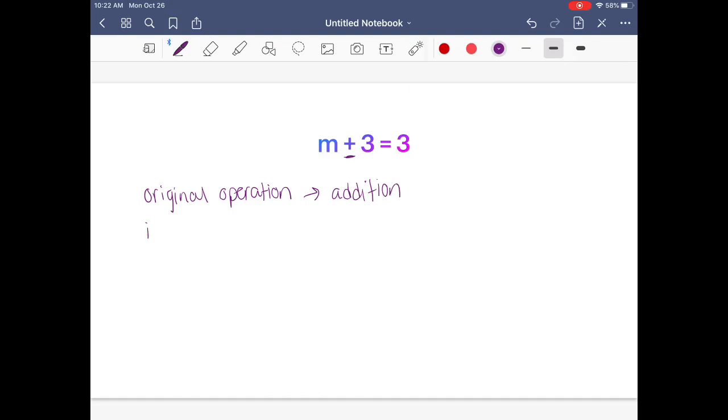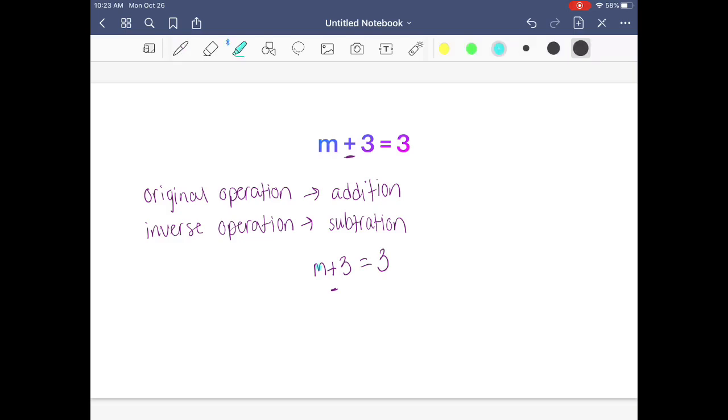The next thing we want to talk about is our inverse operation. We need to know what is our inverse of addition. What is going to help us solve this problem? The inverse operation of addition is subtraction. Now I'm just going to rewrite this problem down here since I kind of blocked myself from writing anything else. So m plus 3 equals 3. We said the inverse operation of addition is subtraction, so we're going to write our subtraction sign down here underneath.